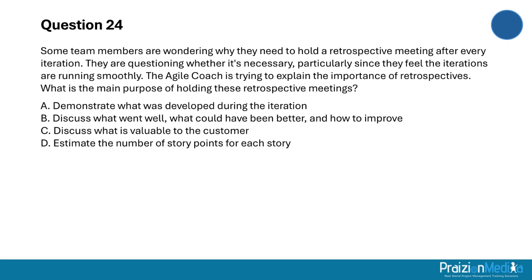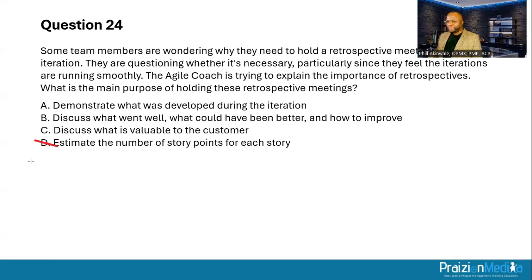All right, my friends. Well, the best answer here, using the process of elimination, it cannot be the story points. That's not what we do in a retrospective. That's done in either your backlog refinement, worst case scenario, do some of this in sprint planning, but ideally backlog refinement is a better place to do that. Discussing what is valuable to the customer. Again, we could do that in refinement or reviews, but not retrospectives.